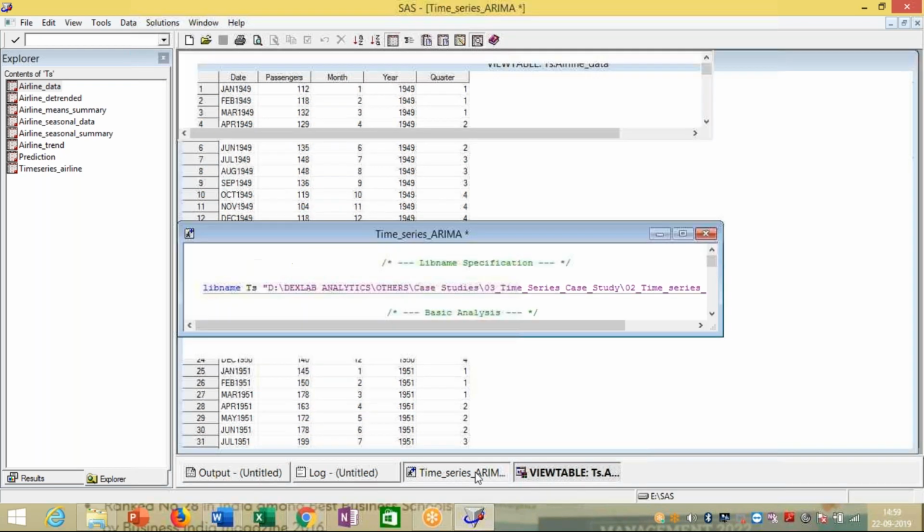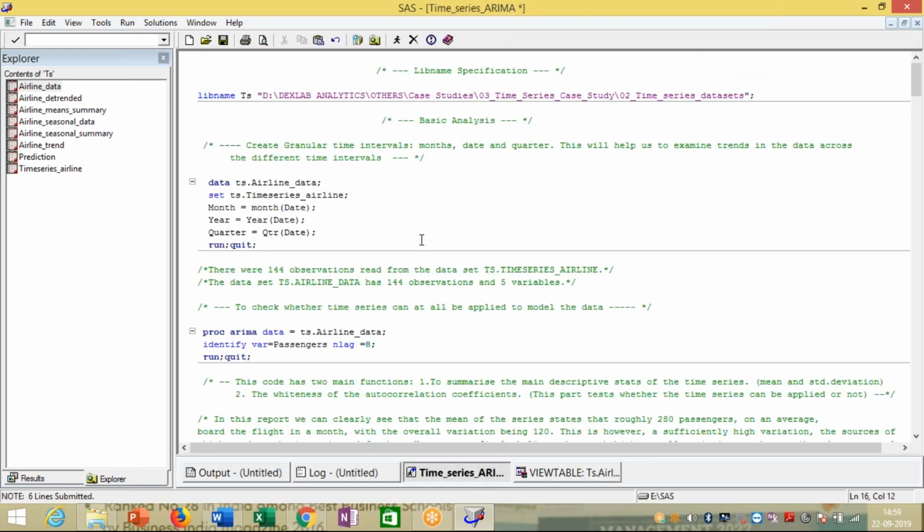Now this time series process, or looking into stationarity as an assessment of this entire time series model, is dependent on the assumption that the number of observations must be more than 50. Okay, so now over here, the first thing that we need to do is to have a main idea about the main descriptive stats of this time series, right?